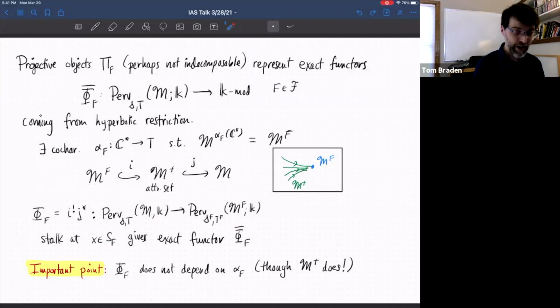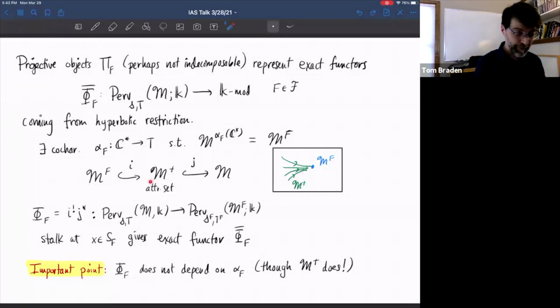And then for the general thing, there's some relationship between these functors, which I won't go into details of, but the key ingredient is an argument of Mirkovic and Vilonen, which they used for geometric Satake. And a second important point is that this hyperbolic restriction functor, even before you restrict to the generic point, does not depend on the choice of co-character once you fix the fixed point locus.